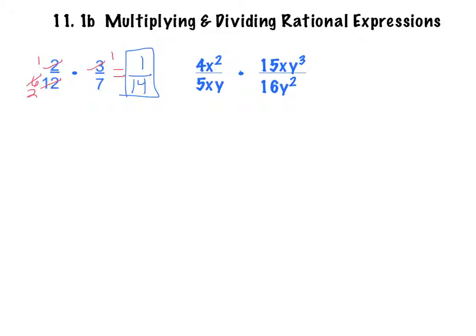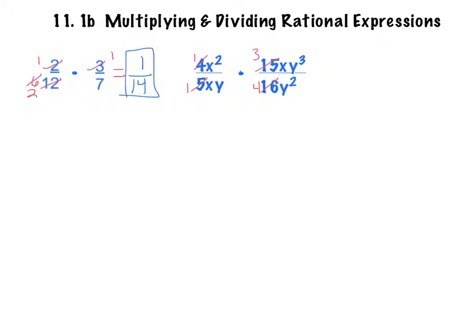So looking at this example, notice there's no pluses or minuses. These are all just single terms. So we're looking at numbers first of all. And I could reduce this 4 and 16 if I divide them both by 4. I can also reduce the 5 and 15. They both divide by 5. So there's that part. But you also have these variables.